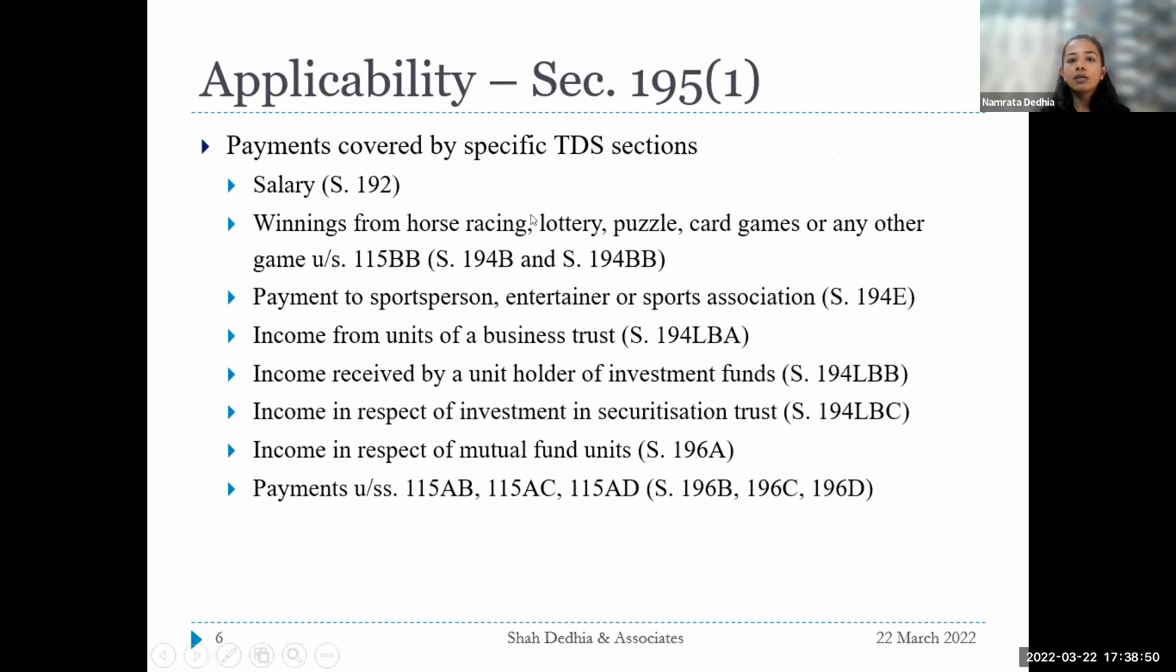So there are payments which are covered by specific TDS sections. Some of these we already mentioned. 192 we said. Then we have 194B and 194BB, which deal with the windfall winnings of horse racing, lottery, etc. 194E covers payments to non-resident sportspersons, entertainers, or sports associations. So those will not be covered under 195. We have income from units of business trusts, investment funds, etc., under 194LBA, LBB, LBC. Then we have income in respect of mutual fund units, which is 196A, also covered separately. And then payments which are made under 115AB, AC, AD to offshore trusts, to FIIs, etc., have specific TDS sections, which are 196B, C, D. So again, they are excluded from 195.